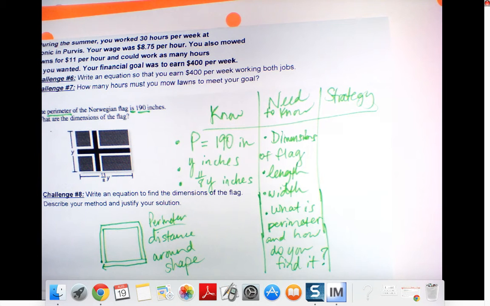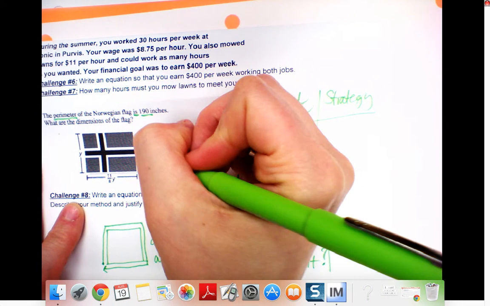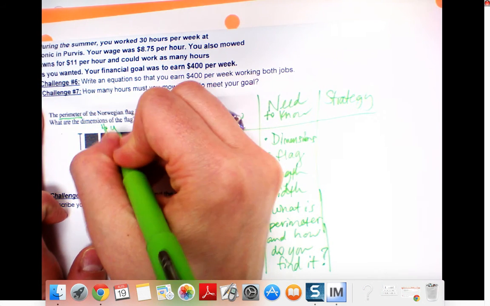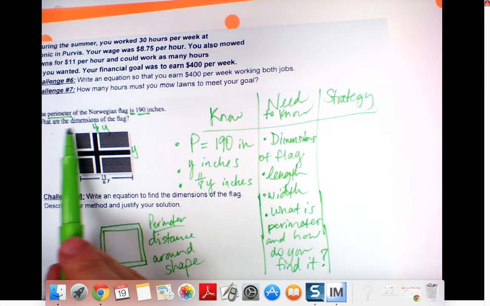Some people like to view it as, well, I will add up all those sides. So in this case, we have two sides with y length and two sides with 11/8 y length. So we could add all these up.